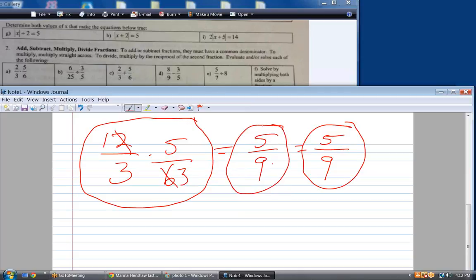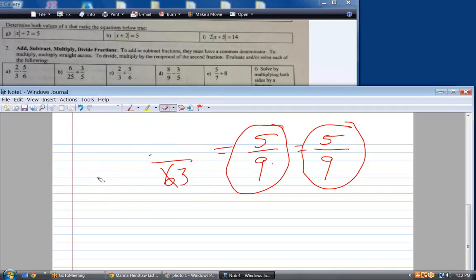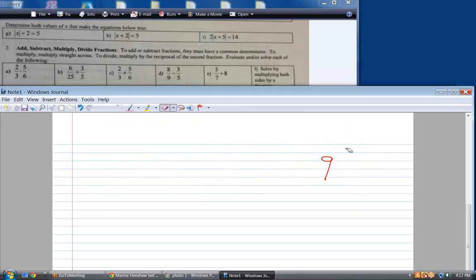So I find it far simpler to do whatever simplification you can before you multiply straight across. I'm sure we'll see more examples. I'll point it out. It's really not any more work, and it's probably a little less work. So how do I do this one? Flip this, 5 over 3.